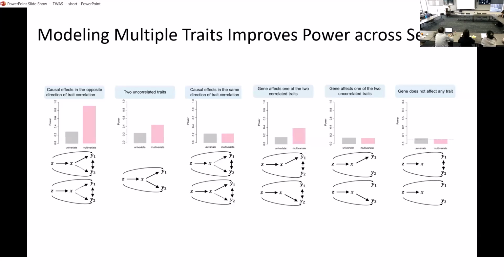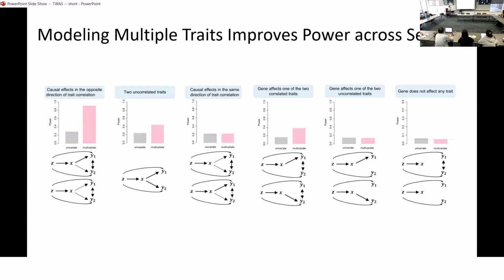For example, in the first setting, Y1 and Y2 are positively correlated with each other, and then the gene expression has a positive, or consistent, effect onto Y1 and Y2. Or alternatively, maybe Y1 and Y2 are negatively correlated with each other, and then the gene has the opposite direction of effect on Y1 and Y2. In either of those cases, you can see the power of performing multivariate analysis is much, much higher compared with univariate analysis. Basically, you gain power of like 2 to 3 times. And that is rarely seen in GWAS studies, because typically if you develop methods, you only see 5% power gain, 10% power gain.